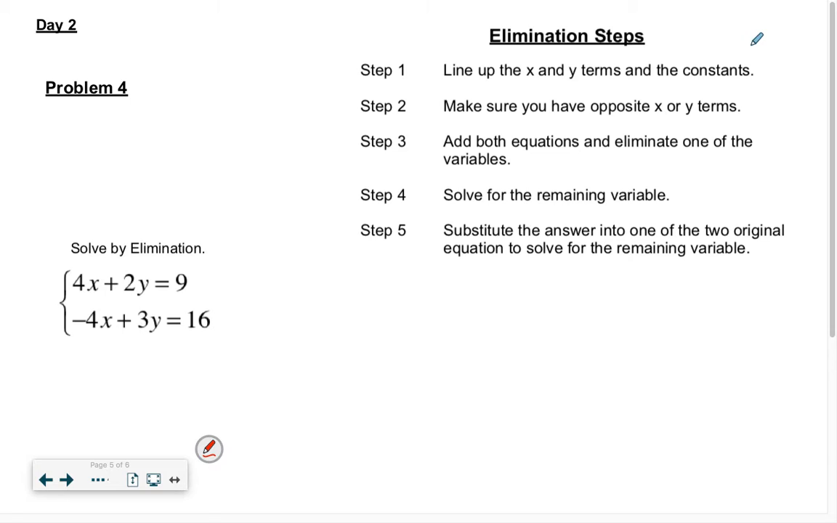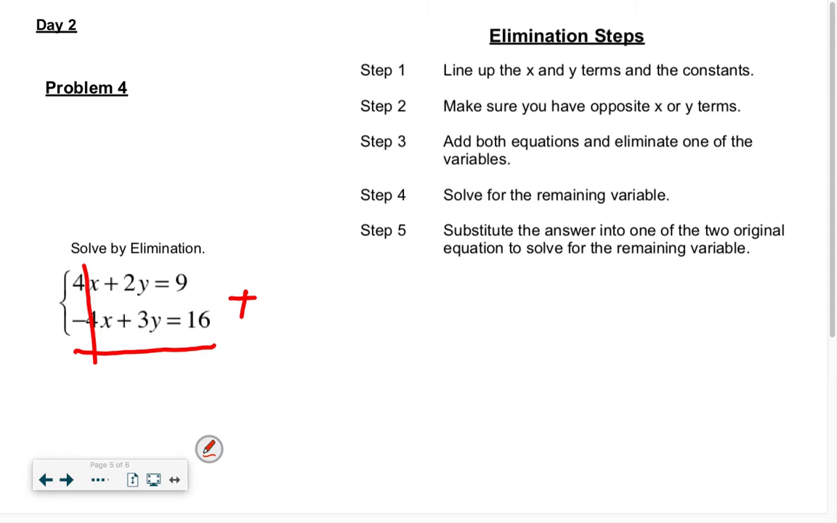Elimination. What does the word elimination mean? Get rid of. So like in this first one, do you see something with the same number out front? 4 and negative 4. So if I want to get rid of that, I can just add these two equations. So what's 4x plus a negative 4x? 0. So we just kind of cross them out.